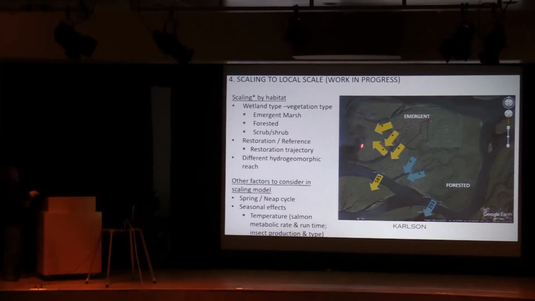But here's an example of what we can do for, say, Carlson Island. There are really two habitat types here: the forested wetland and the emergent. So using the rates we know from the ones we studied, we can apply them to other ones around, again, to try to build in the regional importance of these fluxes for salmon. And there are other factors we need to consider, of course, like the spring-neap cycle. During big spring tides, more goes out. During neap tides, less goes out. Seasonal effects are really important, both for the metabolism of the salmon and the production of the insects, and all that can be worked into the modeling.